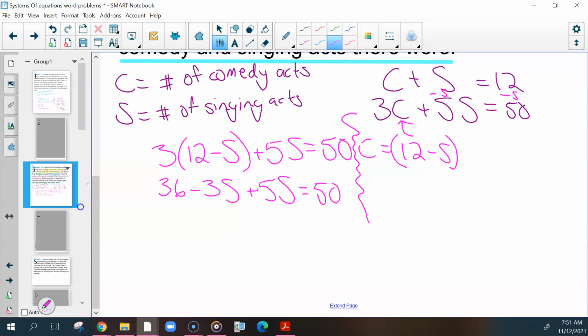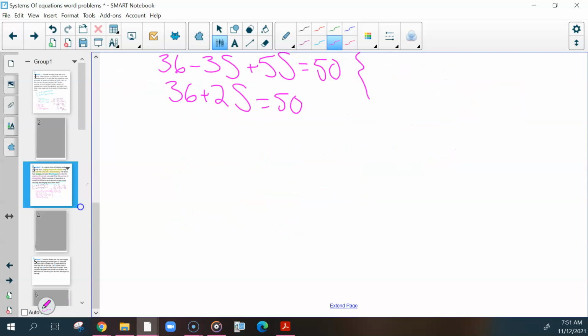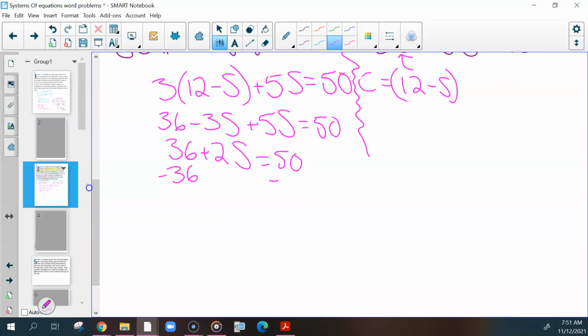Combine your like terms, so this would give us 36 plus 2S. And then I could solve for S. Subtract 36, divide by 2. Then make my S's bigger so they don't look like 5s. What is that, 14?